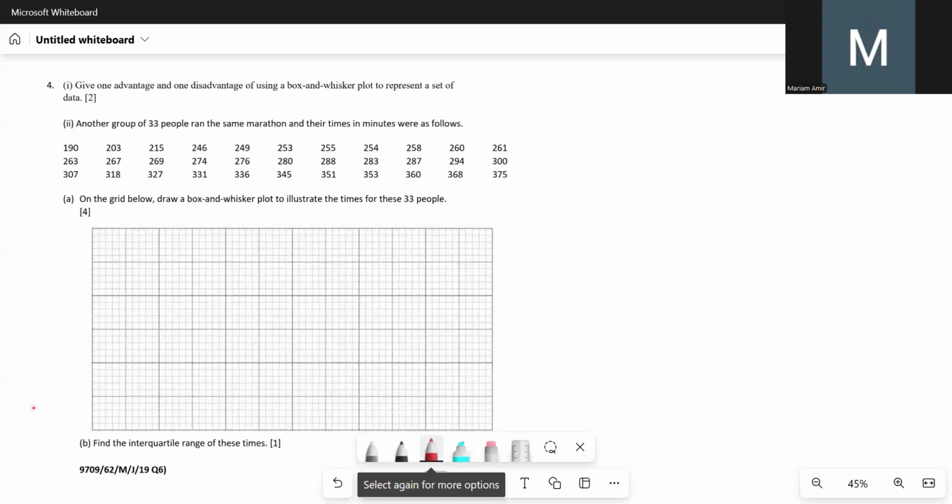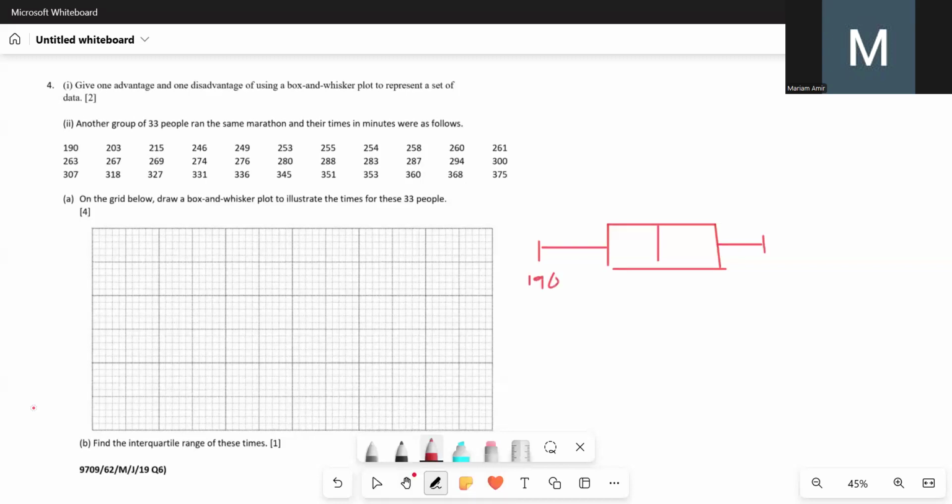Okay, part 2. Another group of 33 people ran the same marathon and their times in minutes were as follows. Part A. On the grid below, draw a box and whisker plot to illustrate the times for these 33 people. In a box and whisker plot, we need the smallest data value, then the lower quartile, then the median, then the upper quartile, and finally the highest data value. The lowest data value is 190, the highest data value is 375.